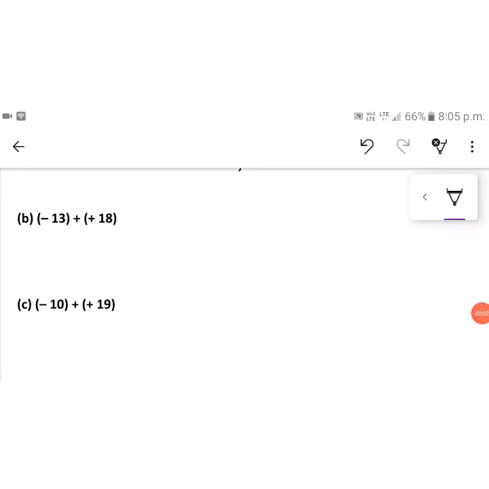B part, minus 13 plus plus 18. Here the two numbers have different sign. One is minus and another one is plus. Then subtract the two numbers. 18 minus 13 equal to 5. And give the sign of the bigger number. Here the bigger number is 18. The sign of the bigger number is plus. So the answer is plus 5.